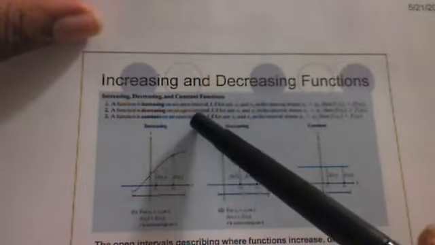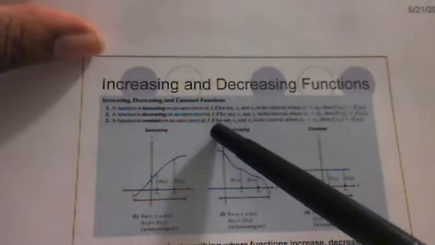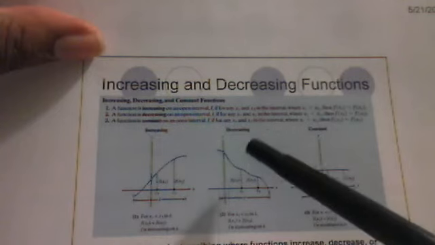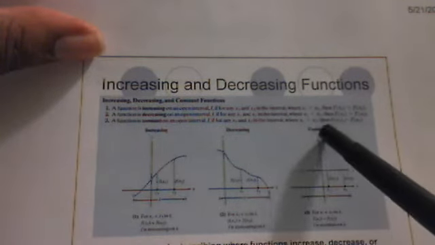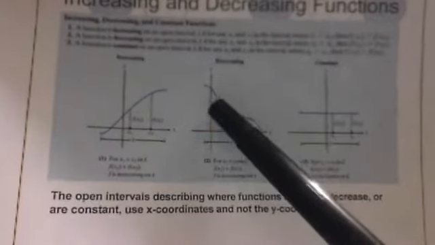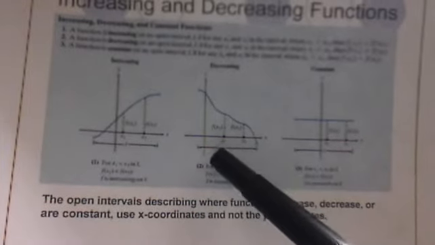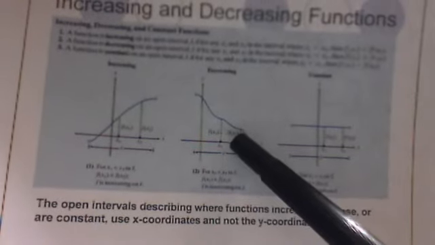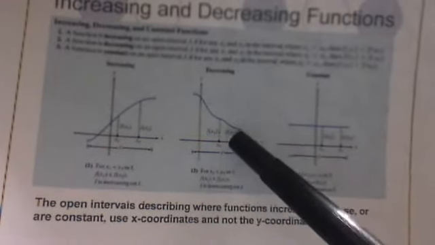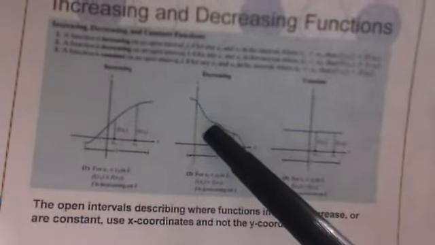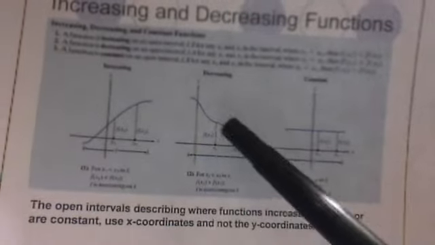And then the other one is this. A function is decreasing on an open interval I, if for any x1 and x2 in the interval where x1 is less than x2, then f of x1 is greater than f of x2. This is a function that's decreasing because here's x1, and this is where f of x1 is, and there's x2, and there's where f of x2 is. You can see the value of f of x2 is less than f of x1. So that means it's decreasing.